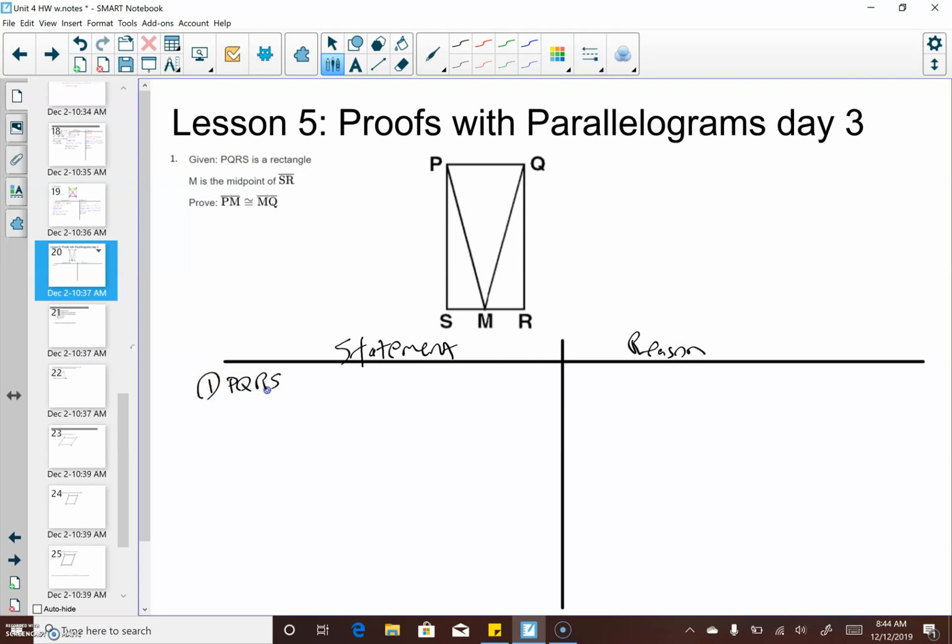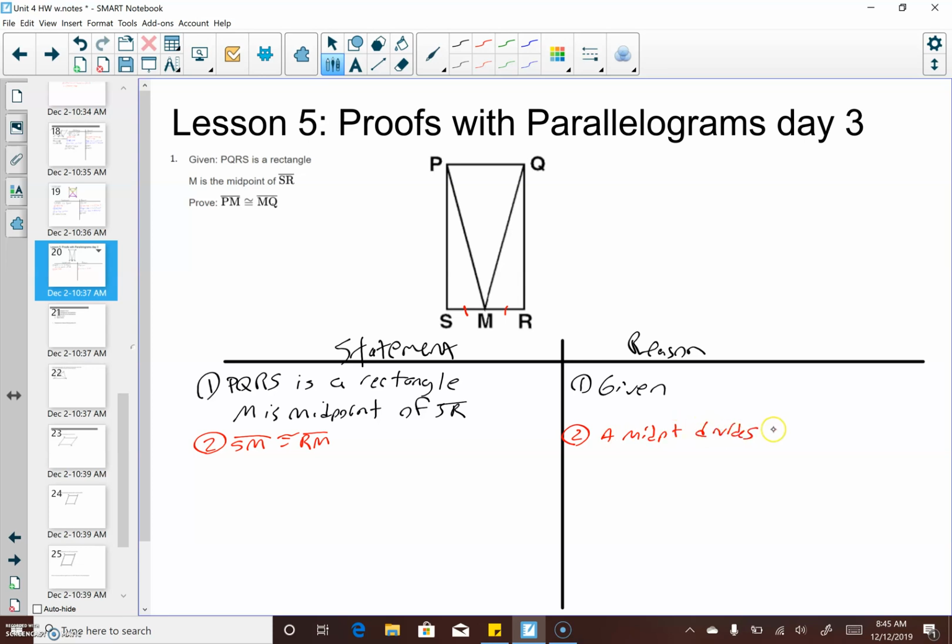So PQRS is a rectangle and M is the midpoint of SR. So that's going to be our givens. So I'm going to work with the midpoint part first because I think I can just use that and kind of get it out of the way. So SM is congruent to RM, and that's because a midpoint divides a segment into two congruent segments.